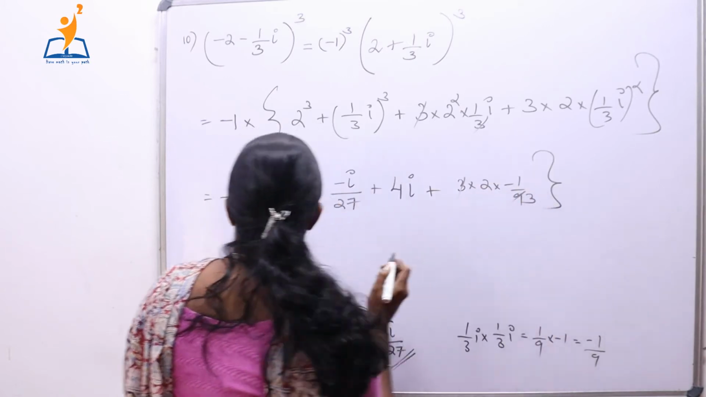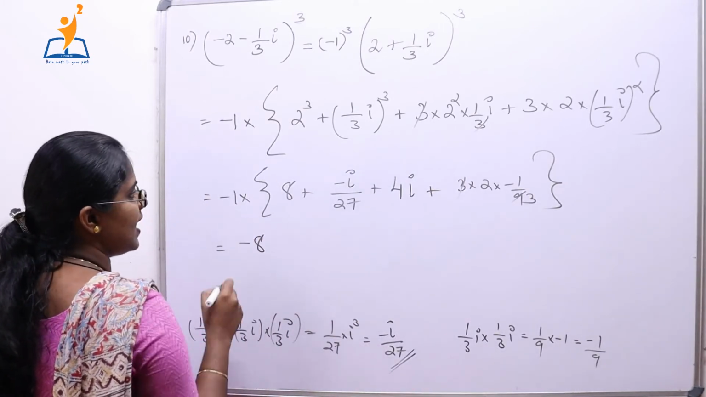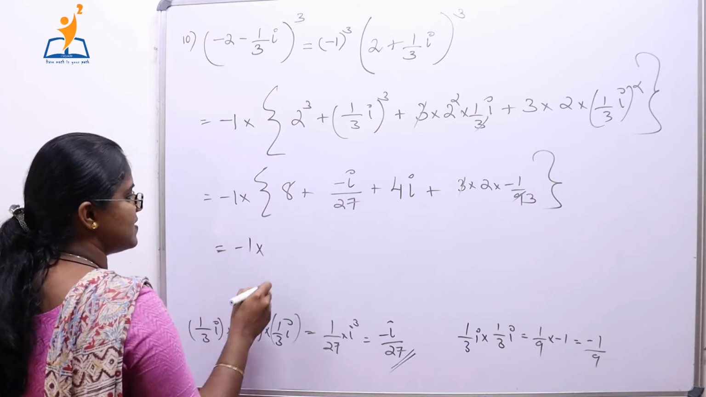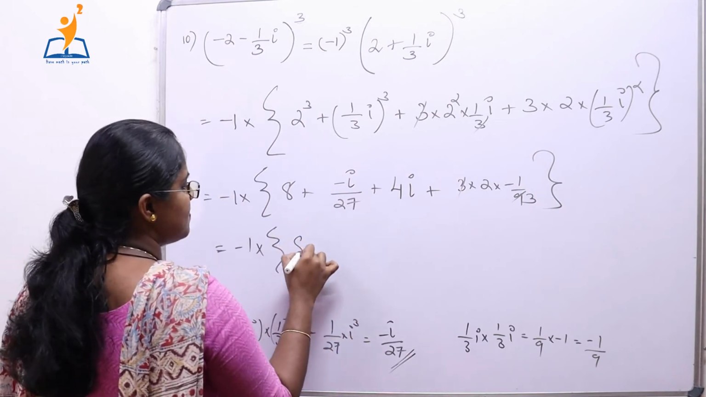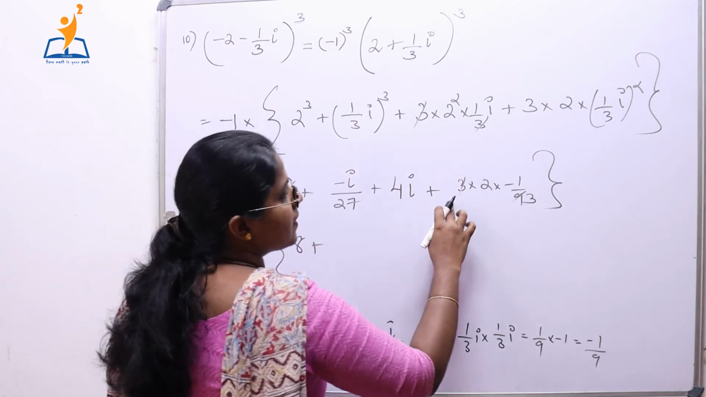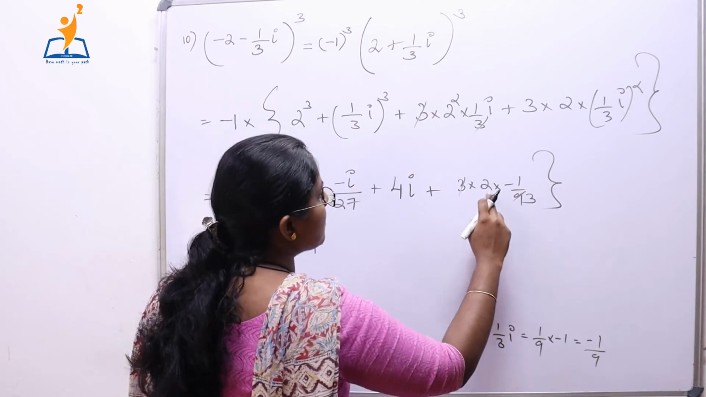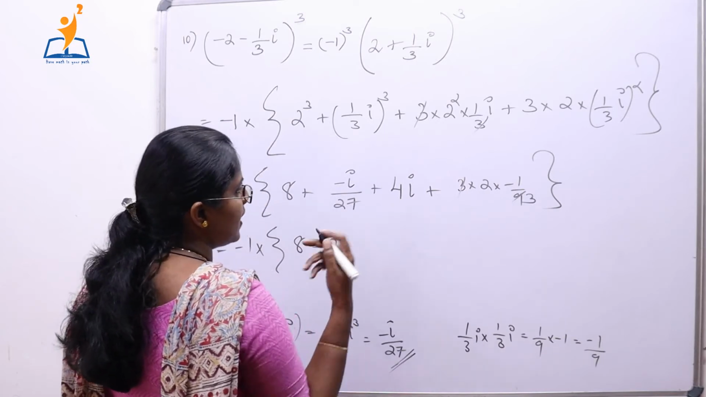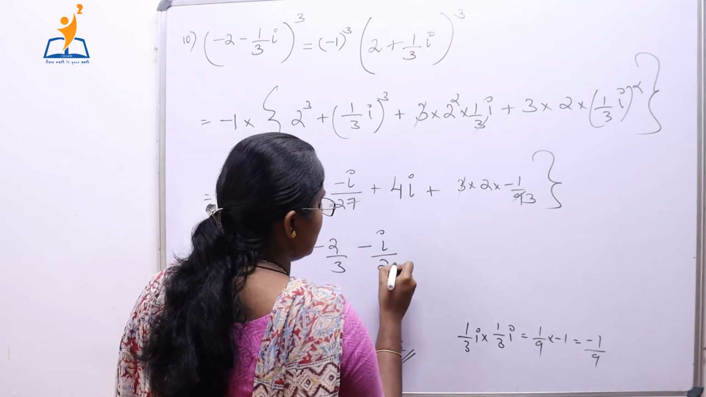So that's it. Now the next step is minus is taken inside, that is minus 8. So we don't want to take it inside now. Let it be outside itself. Now add the real parts, that is 8 plus, okay, 3 and 9 get cancelled, and it is here minus 2 by 3. So 8 minus 2 by 3 is the real part, and we have imaginary part as minus i by 27 plus 4i.